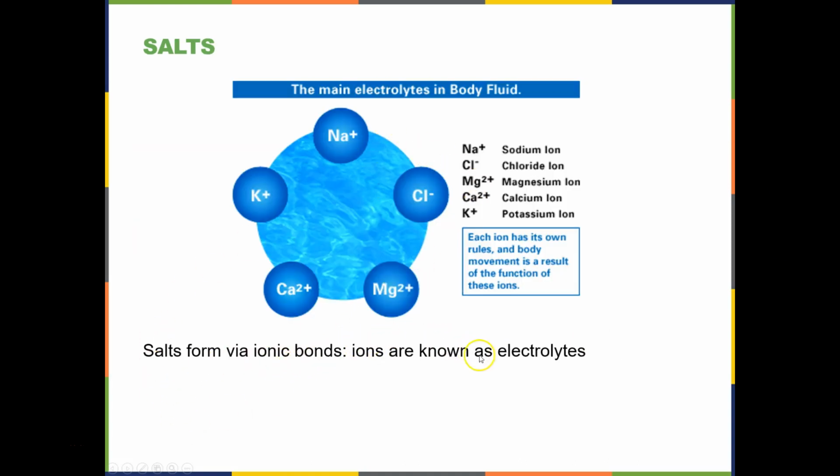Salt forms electrolytes. So when salts break down, they form ions, and ions are electrolytes. So these are some of the most important ions in our body. There's a lot of ions, but these are some of the most important ones. Sodium ions are one of the most common extracellular ions. Potassium ions are one of the most common intracellular ions. These different ions or electrolytes are essential for maintaining healthy nervous and healthy muscle balance.